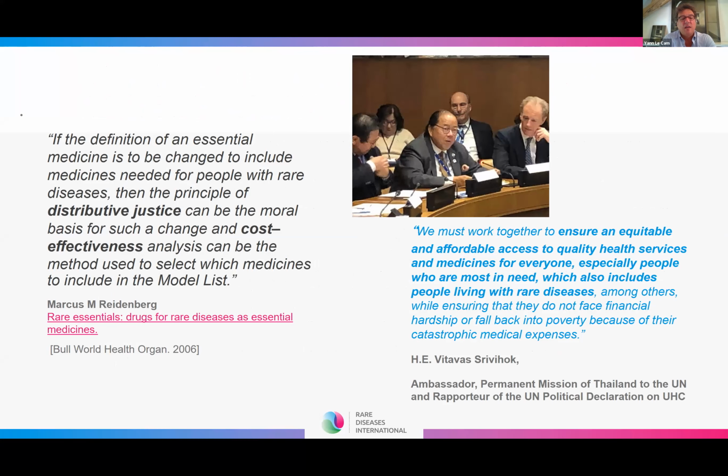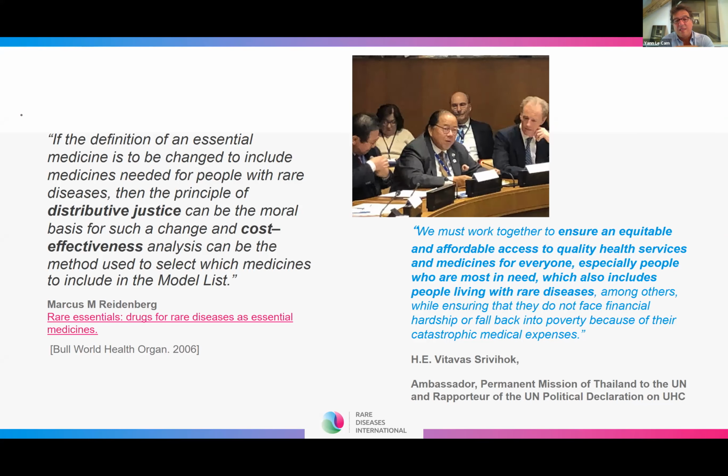Just to refresh, in 2006, so it's not a century ago, right? It's 14 years ago. There was this kind of definition already that was saying that if the definition of an essential medicine is to be changed to include medicines needed for people with rare diseases, then the principle of distributive justice can be the moral basis for such a change, and cost effectiveness analysis can be the method used with these medicines. So that's 2006. 2006 was also when a report of WHO on essential medicines was in fact making a lot of confusion between neglected diseases, rare diseases, orphan products, etc. A confusion which has messed up the situation for years after that.